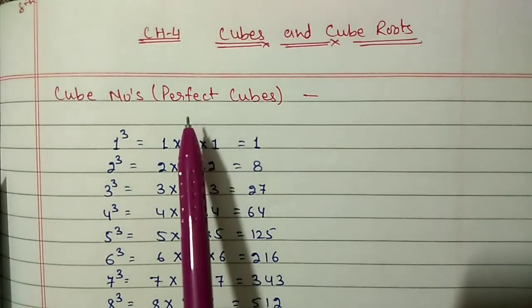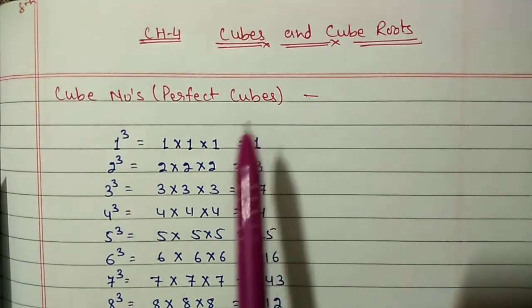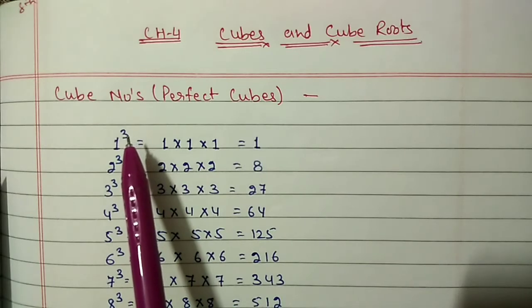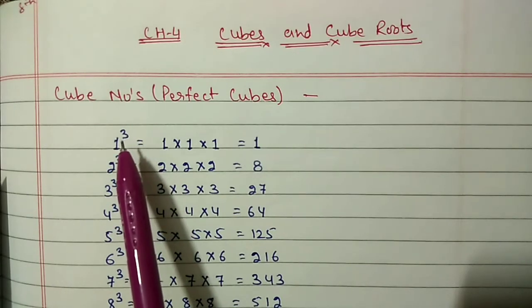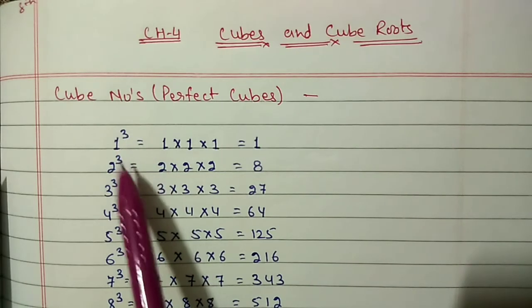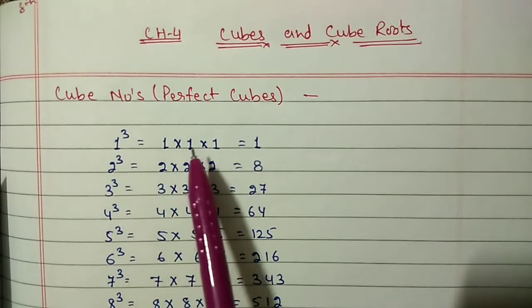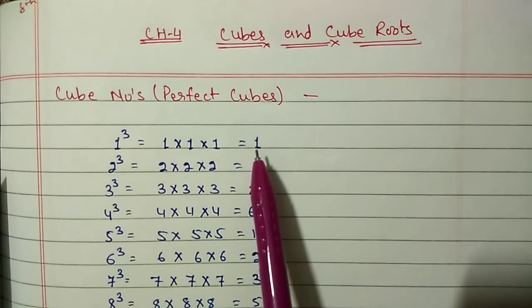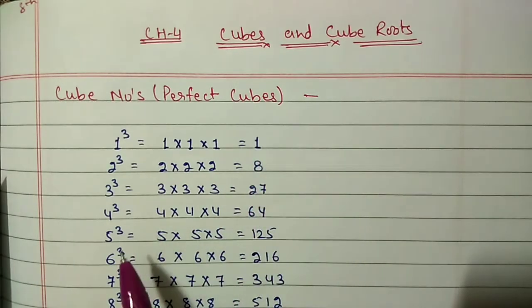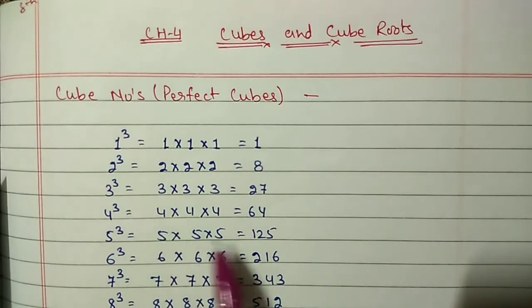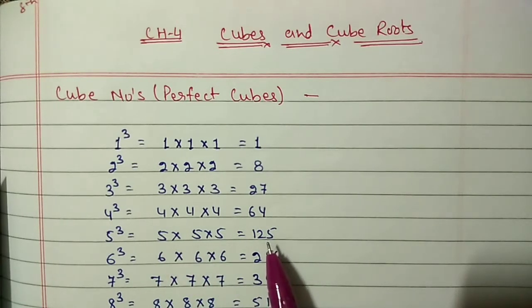Cube numbers we can call as perfect cube also. So cube means power 3. Any natural number's cube is that number to the power 3. Means if suppose 1 cube means 1 into 1 into 1, 3 times we have to multiply 1. 5 cube means 5 into 5 into 5, 3 times 5 we have to multiply, then 125 we will get.